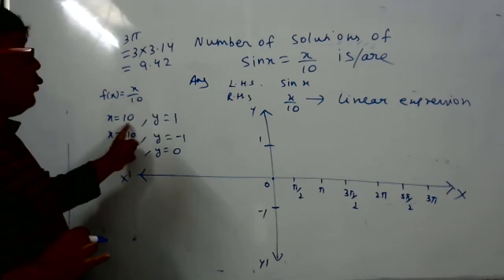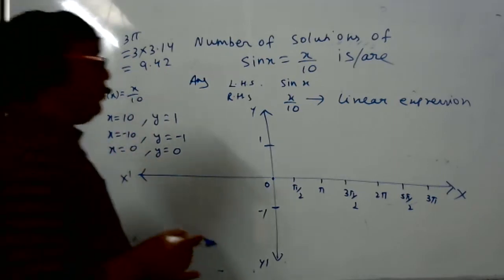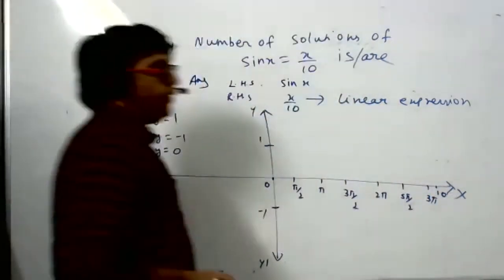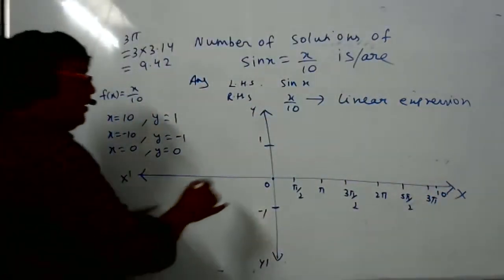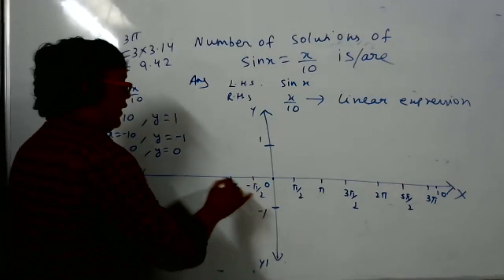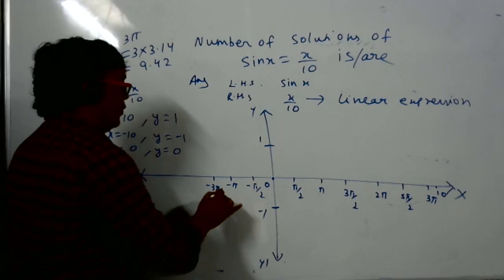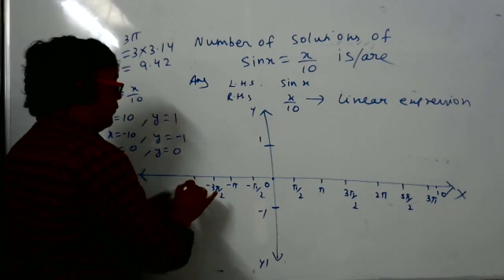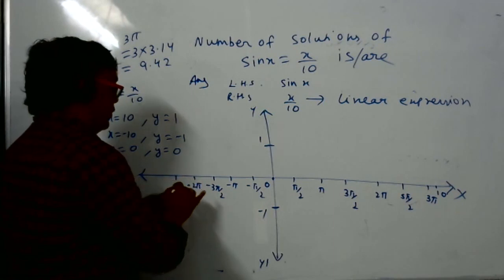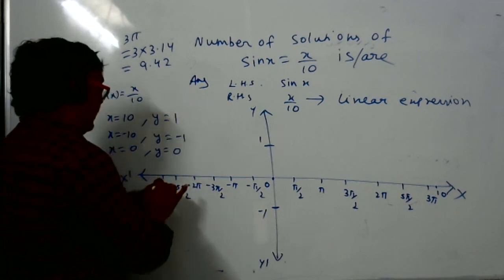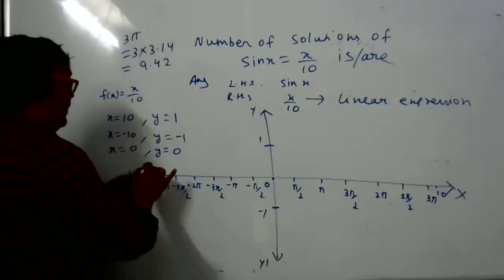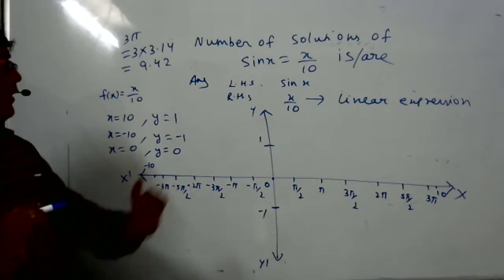We took x is equal to 10, but both will be close, 10 will be more. So after 3 pi, you write 10. Nearby 3 pi, you write 10. Then on the left hand side, minus pi by 2, minus pi, minus 3 pi by 2, minus 2 pi, minus 5 pi by 2, then minus 3 pi. Less than minus 3 pi will be minus 10. So minus 10 here. Minus 10 and 10 I put.